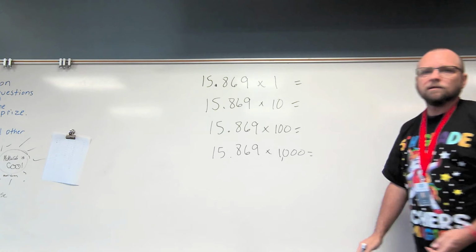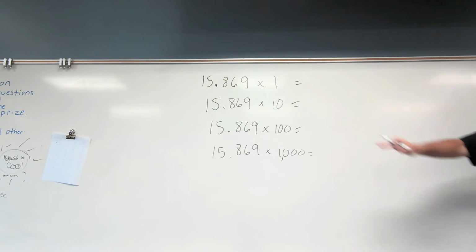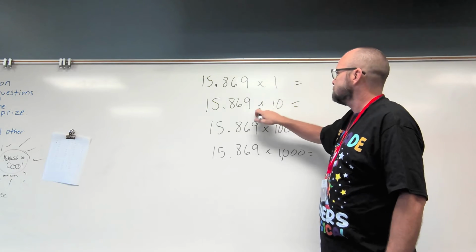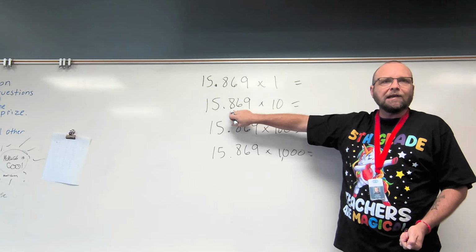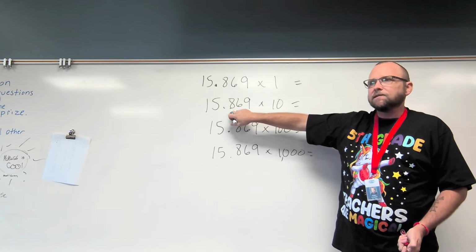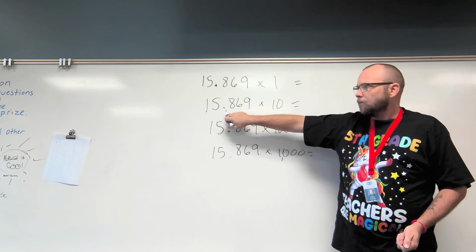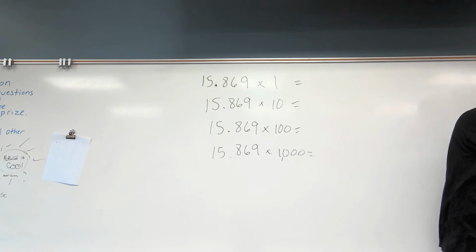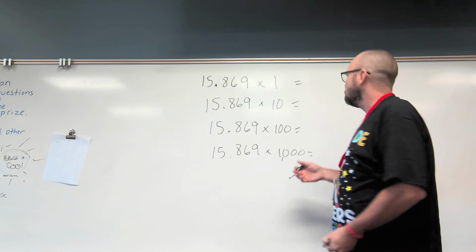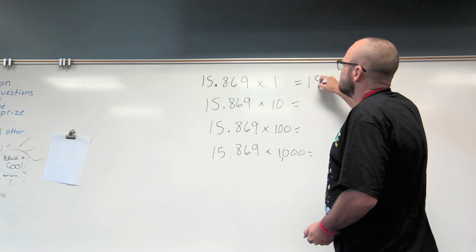But if I know the reason why the answer is the way the answer is, I can do this in seconds. Because we're making this 10 times bigger, that means this 8 needs to be 10 times bigger than it is. And if it's in the 10th place, that would make it 1, because the 1's place is 10 times bigger than the 10th place. Just like we learned at the beginning of the year.